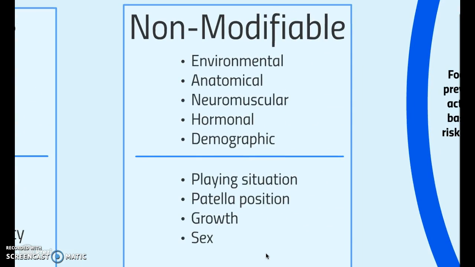Moving on to non-modifiable, again, there are environmental, anatomical, neuromuscular, hormonal, and demographic. In my example, this would include the playing situation, patella positioning, growth, and sex. Obviously, I can't remove jumping completely from basketball because it's just part of the sport.